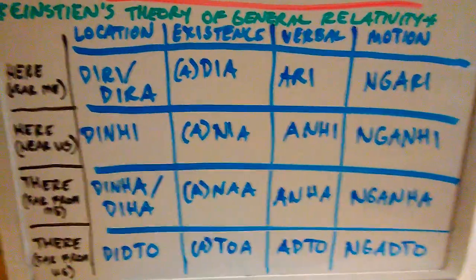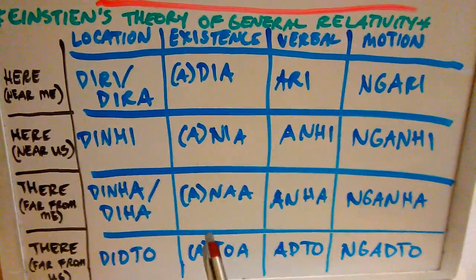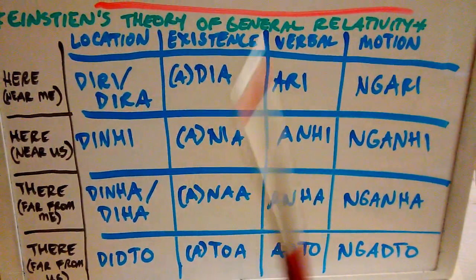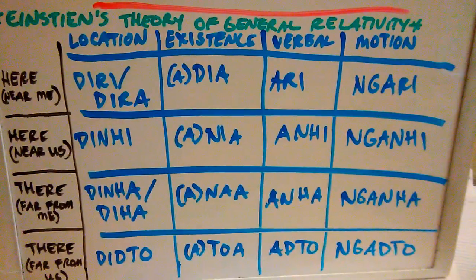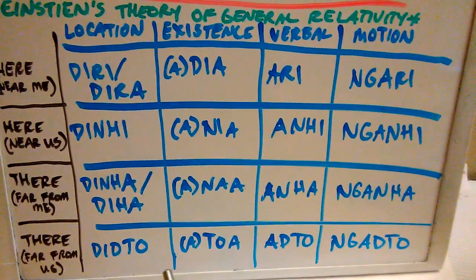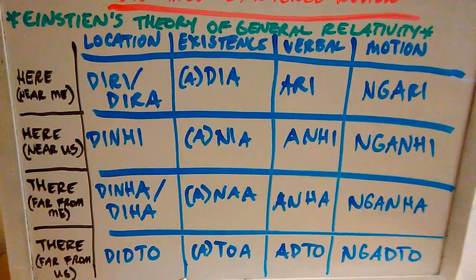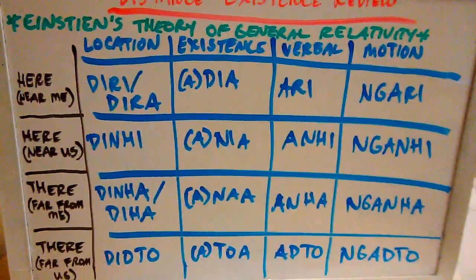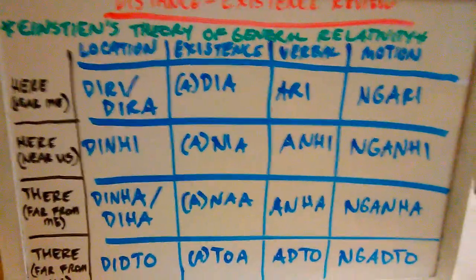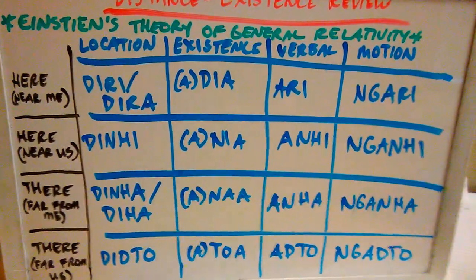And this is where we can get the negative, or negating the existence, because the negating for the existence is wala, which I actually should have put here, but I didn't. It's wala, for those of you who don't know, because wala is an existential. So again, this is just a review of your distance existence, right? And really quickly, we'll go down the column.